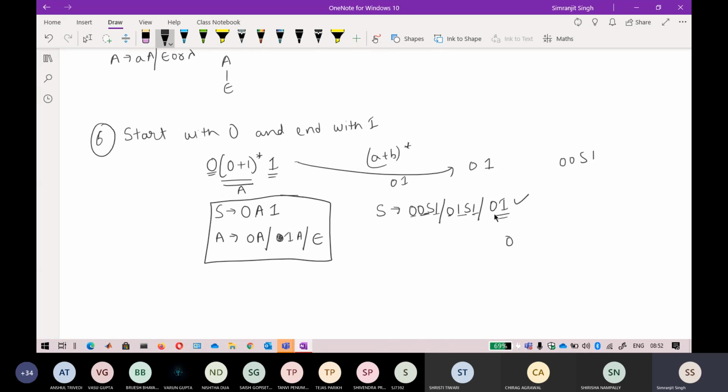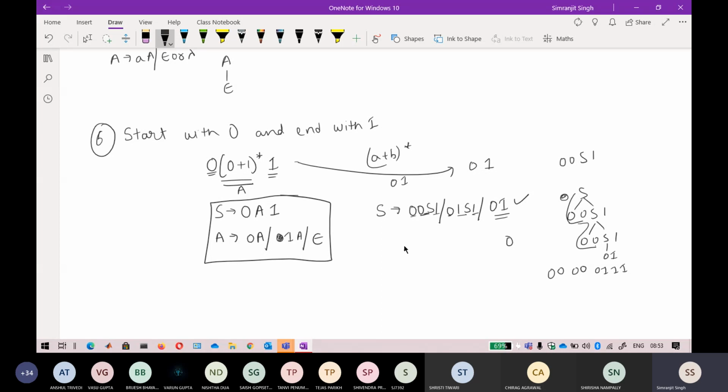Okay, so if I just go with this one, S will be 00S1, and then S will be 00S1. So what kind of strings are generating? 00, then 00, and for S, how to stop it? It will be stopped by a 01. So the strings will be 000000, and then 0111. Okay, so I think there is a little bit of a problem with that. Just let me see what kind of string is not generated from this grammar.